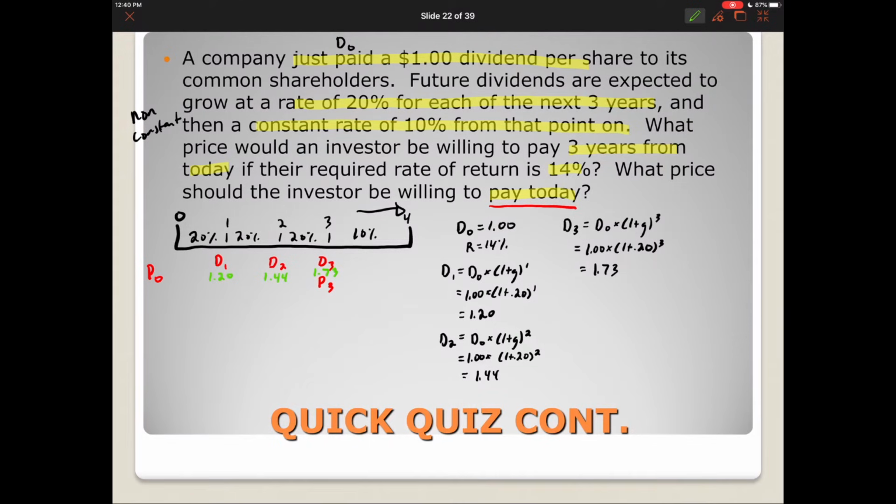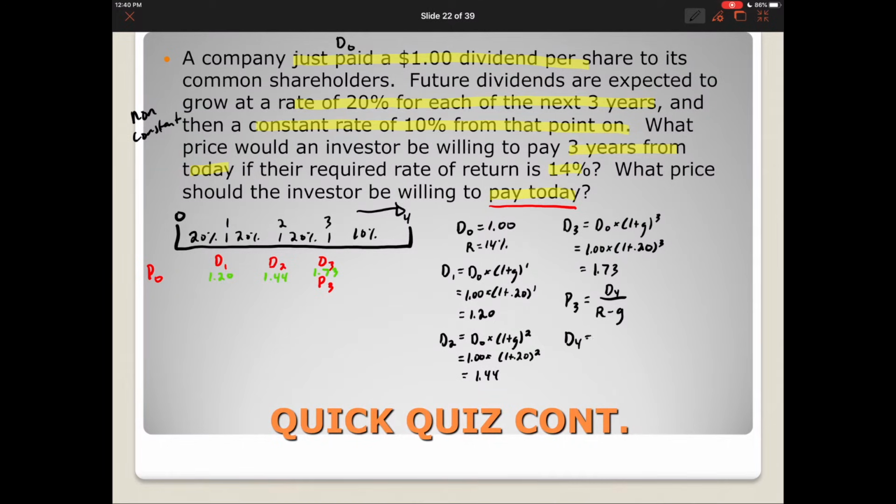Now I need to find the price when the growth becomes constant. If the growth becomes constant after the third year, I'm solving for P3. When I have constant growth, P3 is equal to the next year's dividend, D4, divided by R minus g. As you can see, I know what R is and I know what g is. I'm going to have to solve for D4.